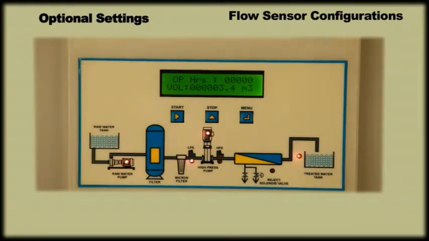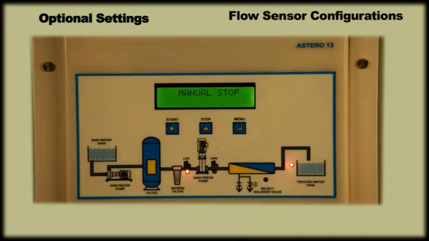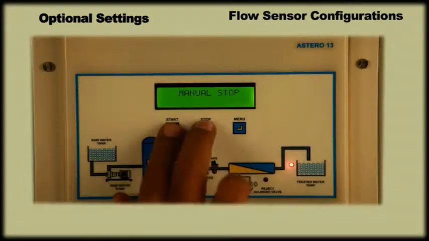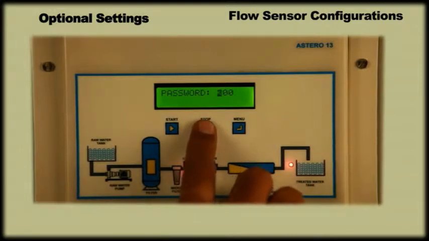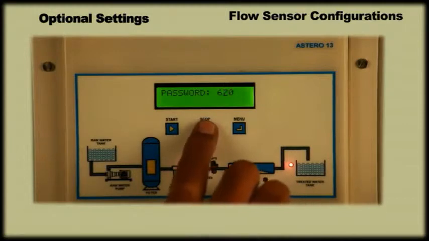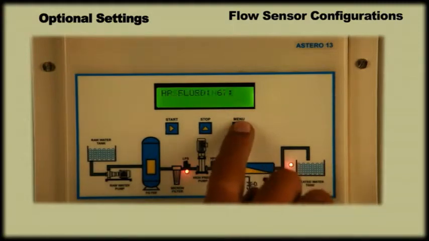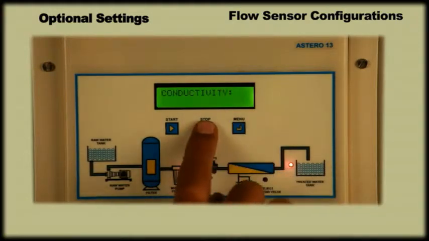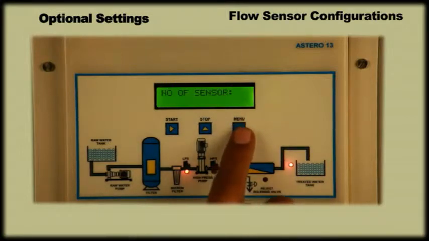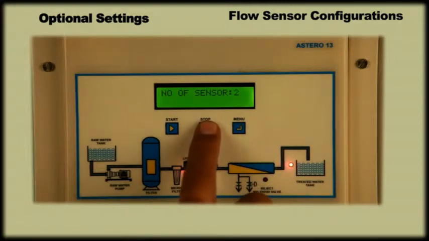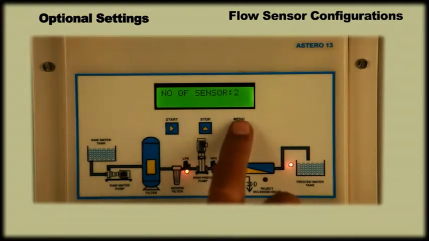Let us understand how to set the number of sensors connected to the panel and their respective factors. Enter password 678 and press menu. Display will show HP flushing. On pressing the stop key twice, the display will show flow sensors. Press menu key and the display will ask for the number of flow sensors. Press menu key again and enter the number of sensors connected by pressing stop key and press menu twice.